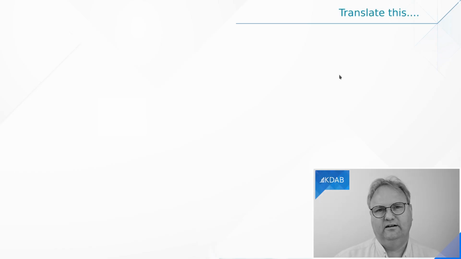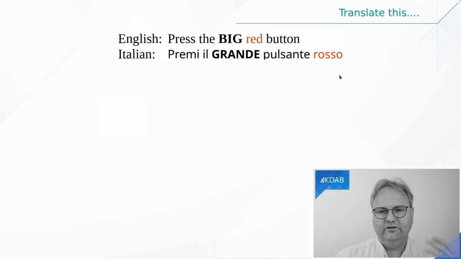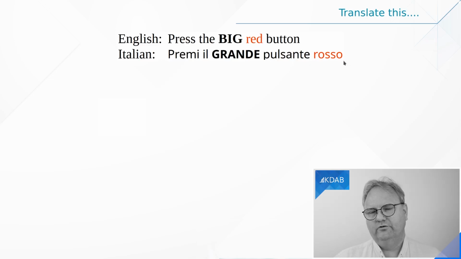Try and translate this string here. English, press the big red button. Italian, and no, I don't speak Italian, but premi, that means press. Il, the. See, I'm good at Spanish, huh? Grande. I've been too much to Starbucks, so I know grande, that's big. And then rosso, I can see that because it's in red here, but button has sneaked its way in between grande and rosso. So how do you do that?